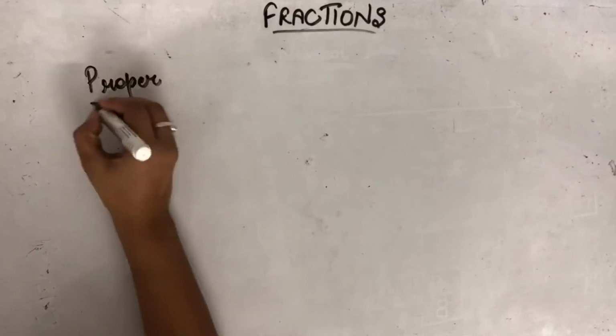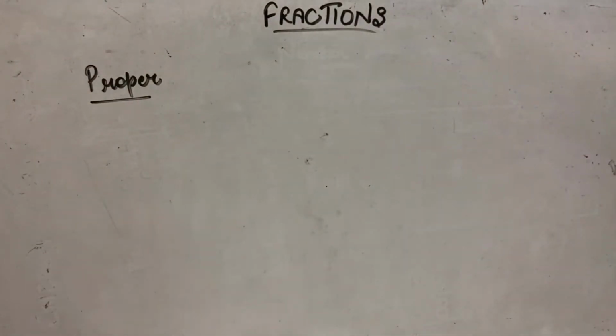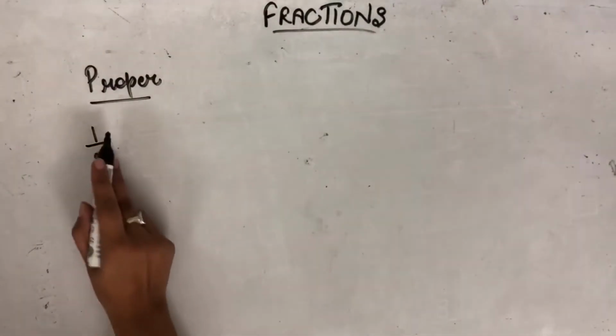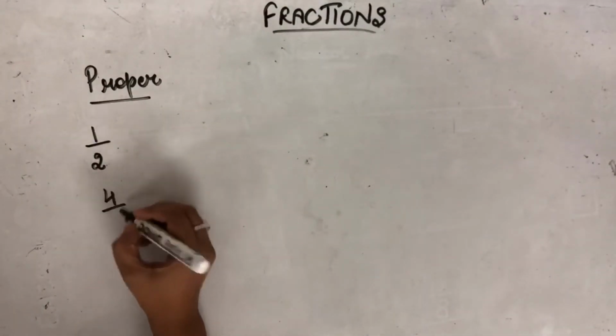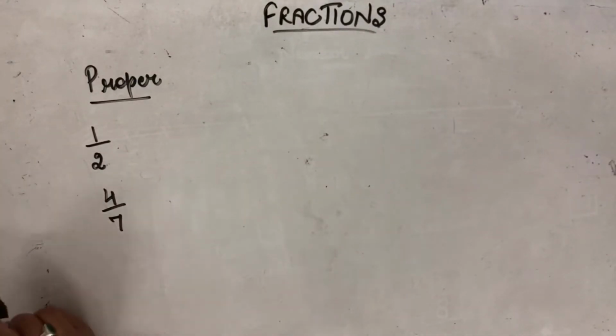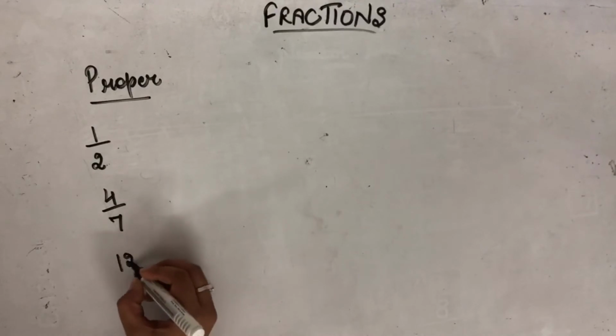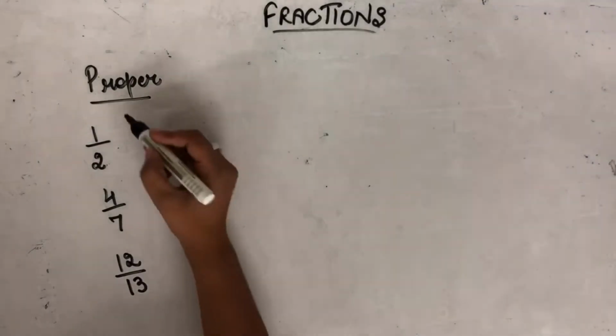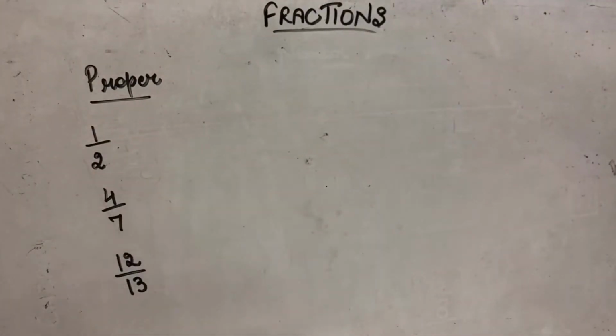Proper fraction is that fraction in which denominator is greater than the numerator, like 1 upon 2. 2 is greater than 1. 4 upon 7, denominator is greater than the numerator. Or 12 upon 13. These are proper fractions.